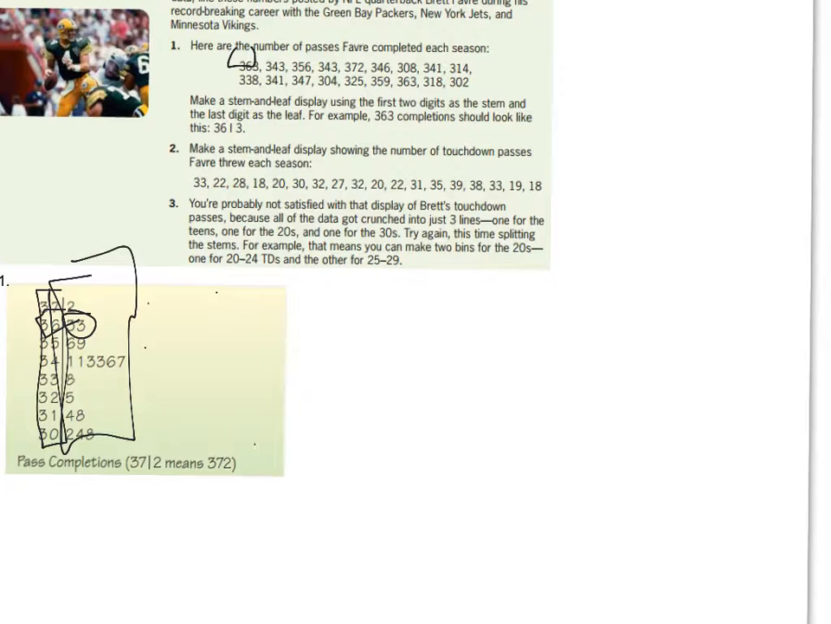So what they do is they also give you a key. You should always make a key with your stem and leaf. So it says 37-2 means 372. It's a good way to represent your data quickly, and it's a good visual.